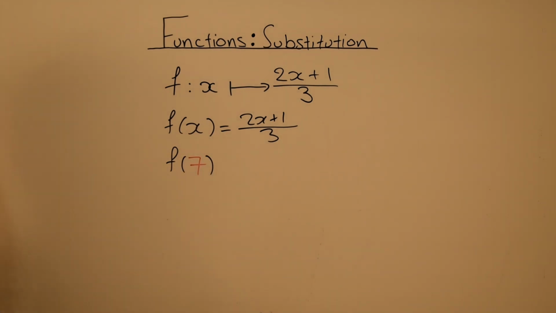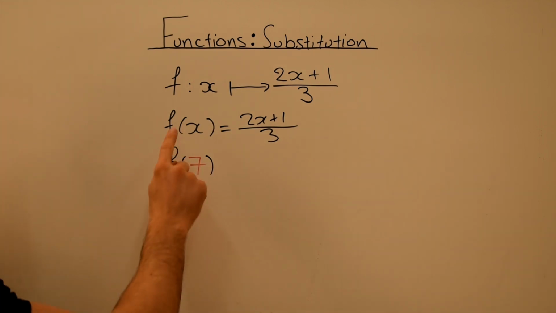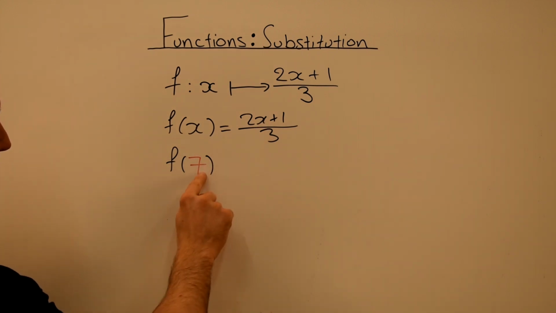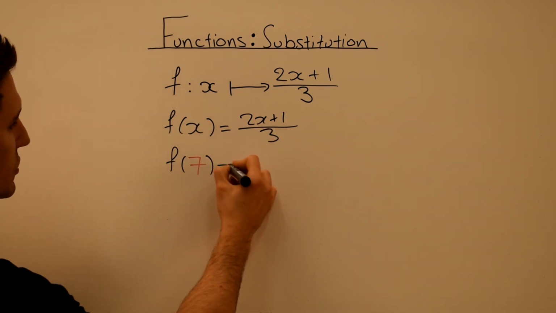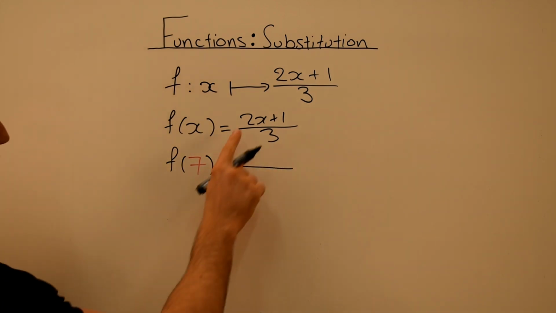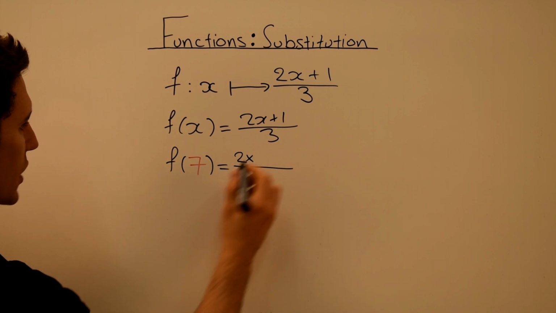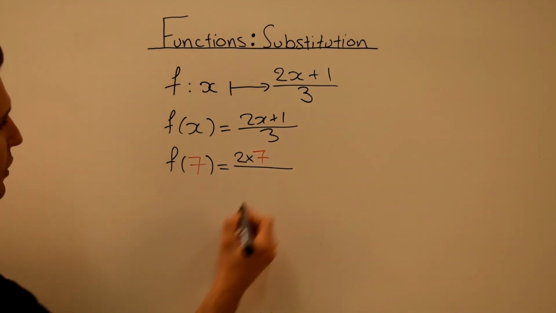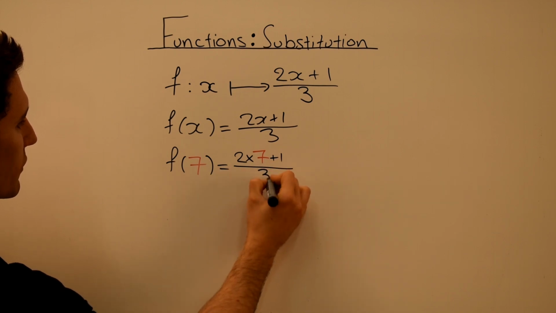So let's go ahead and answer the question here, which is what is f of 7 equal to? Well, f of 7 is simply f of x, where we replace x wherever we see it with 7. So we'll use this formula, which is 2x plus 1 over 3, and we'll replace x with 7. So instead of 2 times x, we will have 2 times 7, which is the number inside the brackets, and then we have plus 1 over 3.